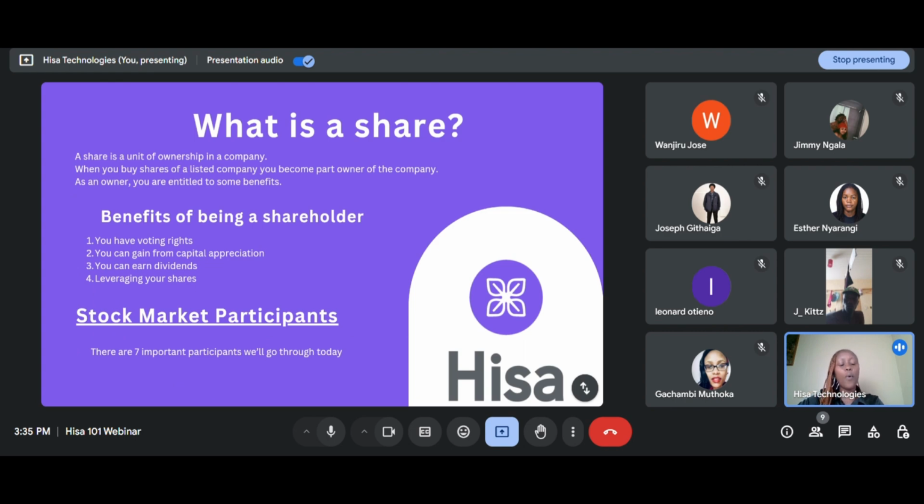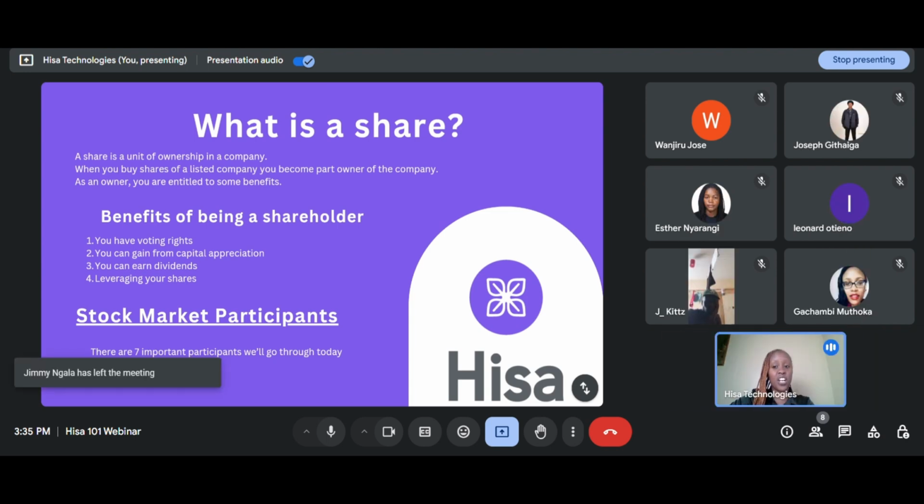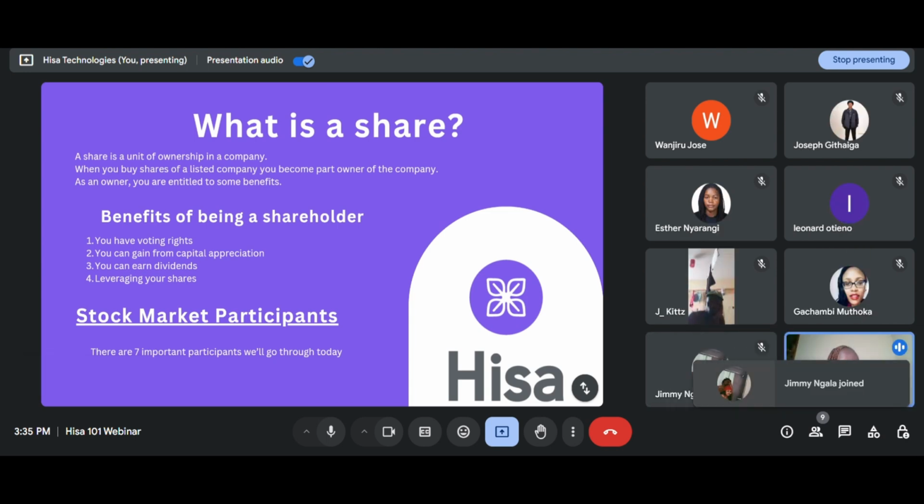So when you hear someone saying, I have bought shares, what do they mean? What is a share? Well, a share is a unit of ownership in a company. That means when you buy shares of a listed company, you become part owner of that company. That means you are entitled to some benefits. When you buy a share, you are buying a small section of that huge company.